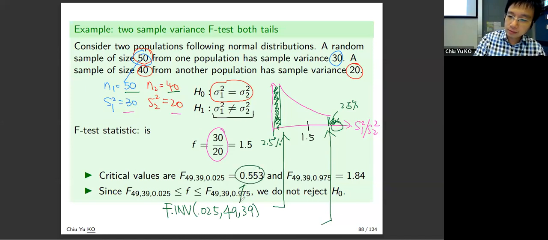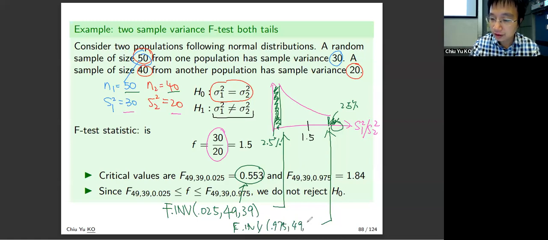And for this one, the right-hand side is 2.5%, so the left-hand side is 97.5%, right? So just F.INV, 0.975, 49, 39. It turns out this number, right? Because 1.5 is between them, you don't reject. If it's outside, then you reject.